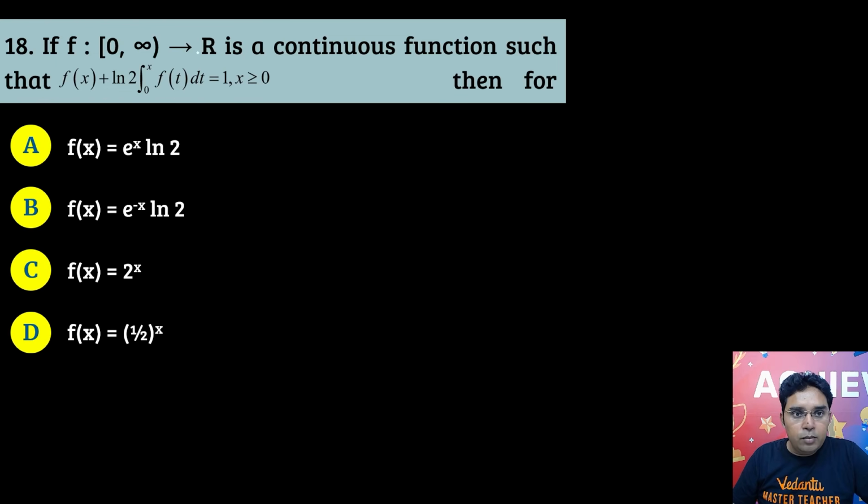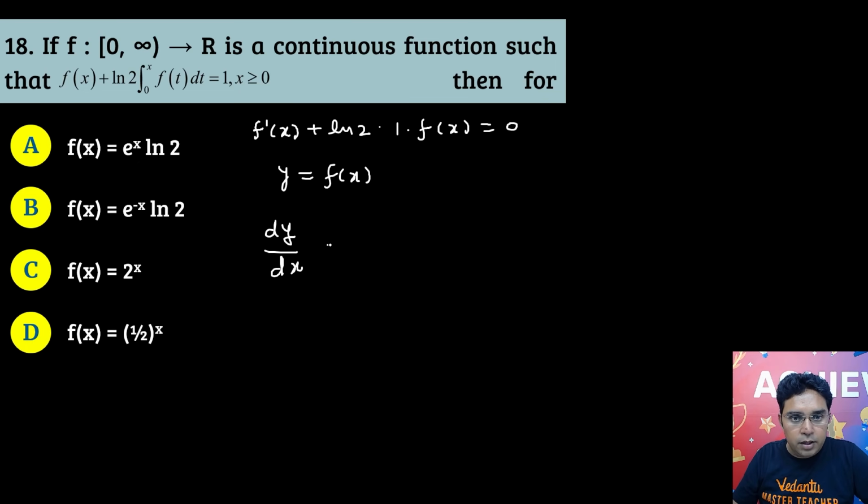f from 0 to infinity to R is a continuous function such that f(x) plus ln 2 times the integral from 0 to x of f(t) dt is equal to 1. Then for this, first I'll do the differentiation, and then we can write f dash x plus ln 2 into, using the Newton-Leibniz formula, 1 into f(x) is equal to 0. Taking f(x) as y, we have dy upon dx is equal to minus ln 2 into y. It's a very simple case of the variable separable method.